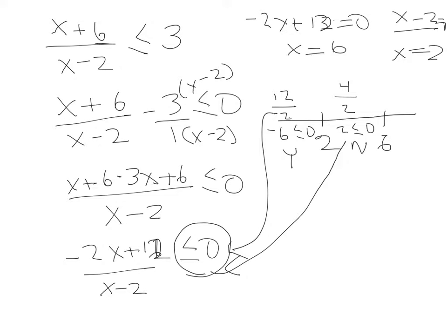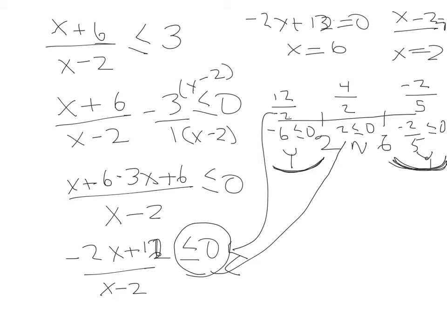Okay, pick a number bigger than 6, like 7, and I get a negative 2 in the numerator because I have negative 14 plus 12. And if I put 7 in the denominator, I get 5. So that's negative 2/5. Is negative 2/5 less than or equal to 0? Yes, because it's negative. So my two areas are from negative infinity to 2 and from 6 to infinity.